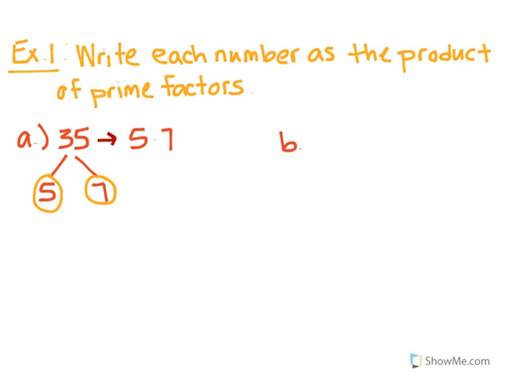Let's do the number 24. So again, we're going to start this out by having two branches at the top. I don't want to use a 1 and 24 because that's not very helpful. But I know that 24 is even, so I can break this down into 2 and 12. So let's examine each value.